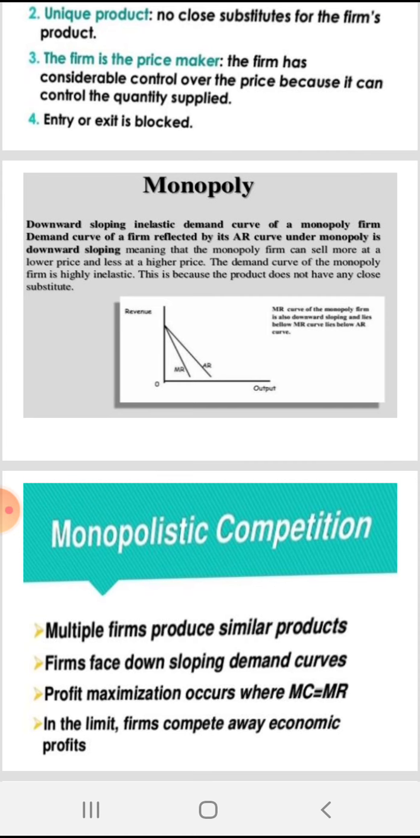Now let's see in monopoly what happens. It is a downward sloping inelastic demand curve of a monopoly firm. Demand curve of a firm, reflected by its average revenue curve under monopoly, is downward sloping, meaning that the monopoly firm can sell more at a lower price and less at a higher price. The demand curve of the monopoly firm is highly inelastic. This is because the product does not have any close substitute.